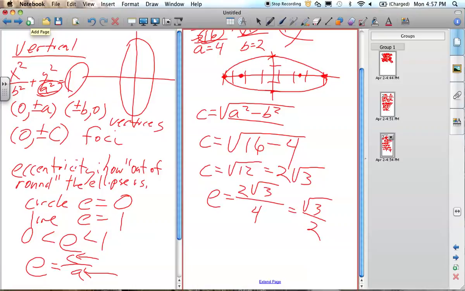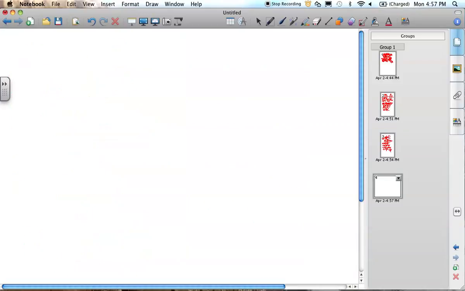Okay. Let's do another example. So we're finding everything, including graphing. Now the first thing you notice about this one versus the other one is this does not equal 1. It's 36. So what you do is you divide everything by 36.